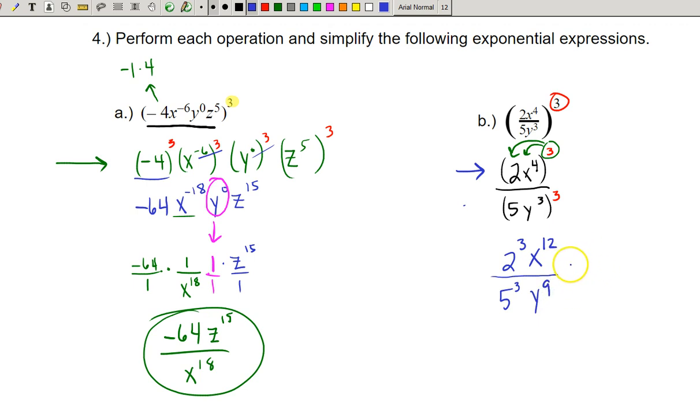So if we clean it up a little bit, we can evaluate that 2 cubed to 8, 8x to the 12 over 125 y to the 9th.